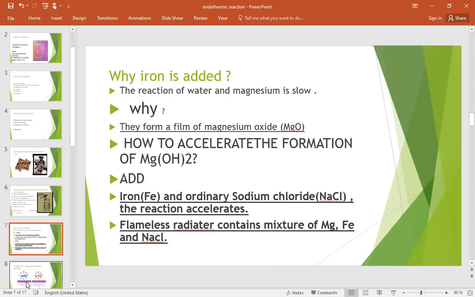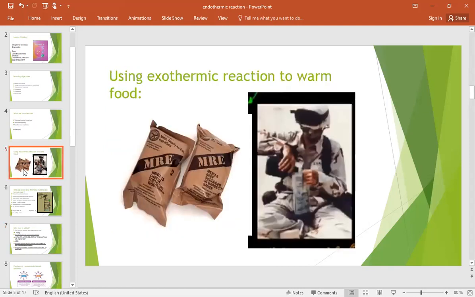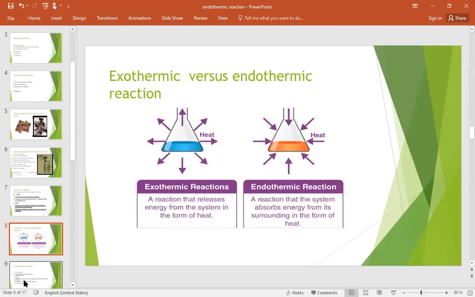So what did you get from it? We have magnesium which reacts with water and forms magnesium hydroxide, and the food pouch gets warm. Where is the food pouch? Here it is. This food pouch will get warm and the army people can eat it. What a beautiful use of the exothermic reaction.